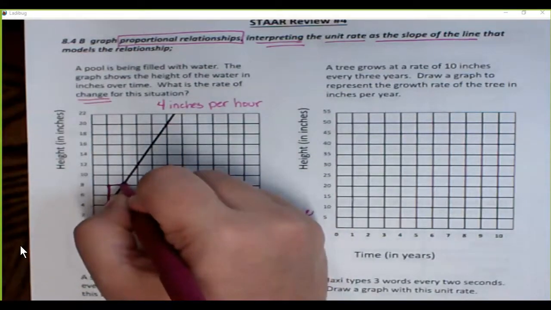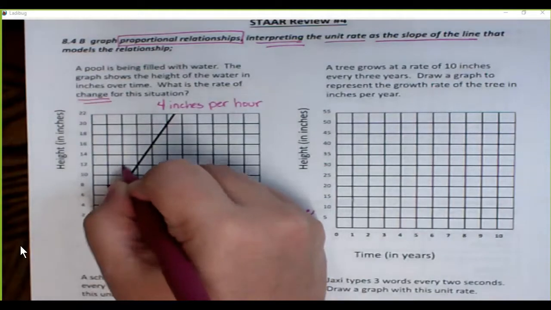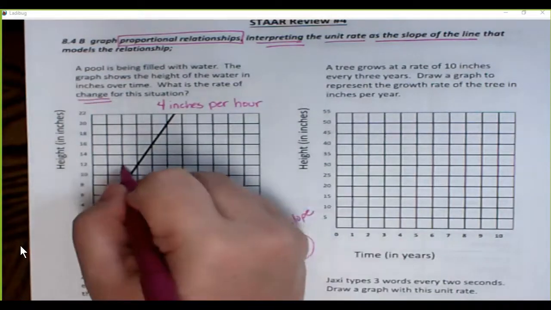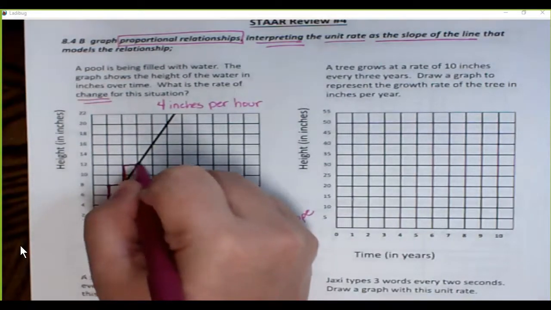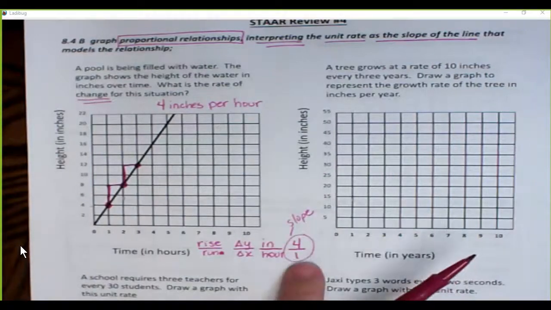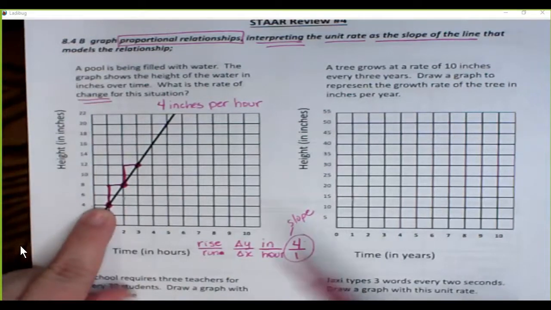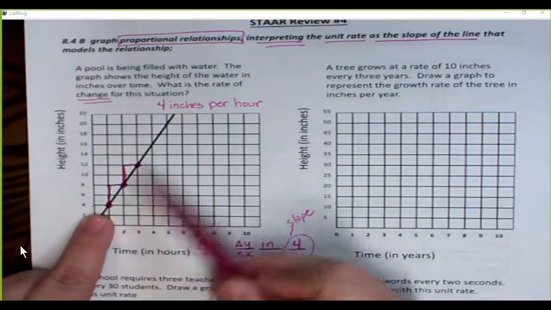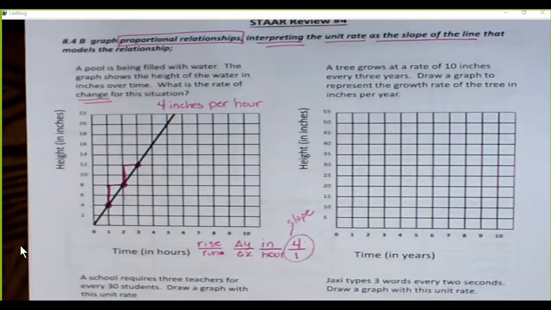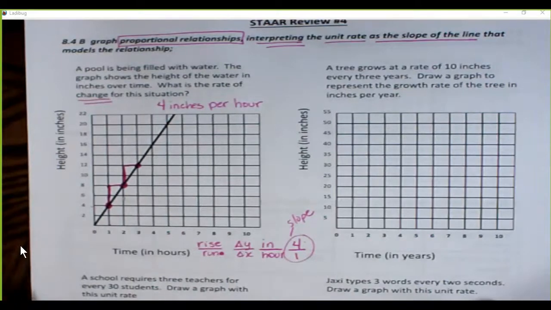Absolutely. Rise up 4. So there's 2, 4. Run 1 time. So do you see how this unit rate, and remember, a unit rate just means it is over a value of 1. 4 inches for 1 hour. My unit rate is also the same thing as the slope of my line. Okay? All right, let's look at problem number 2.